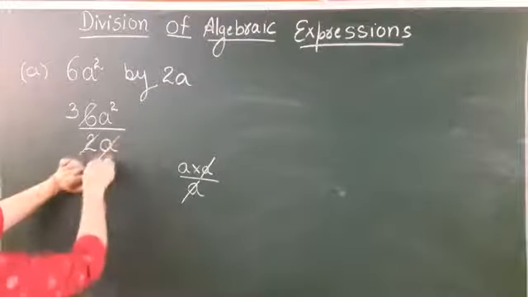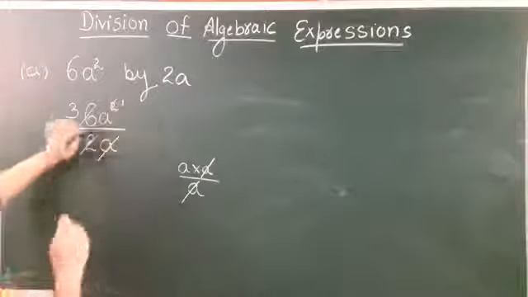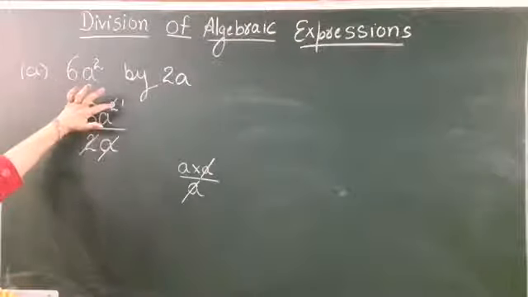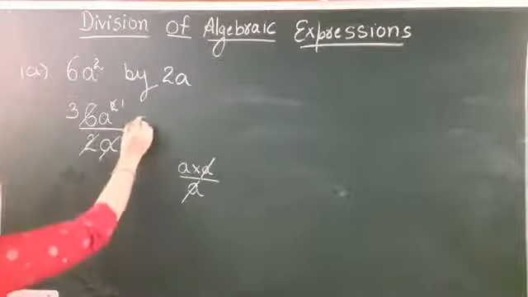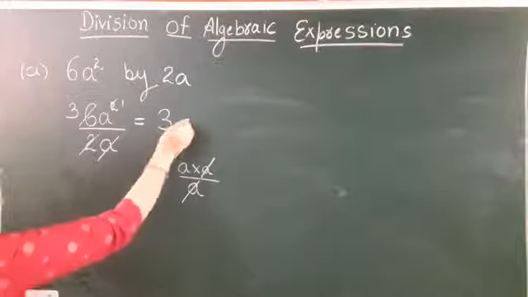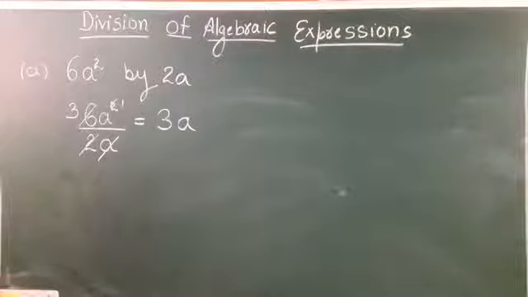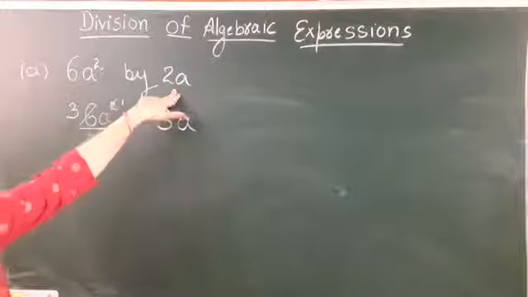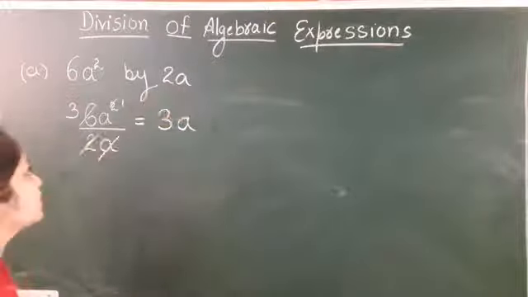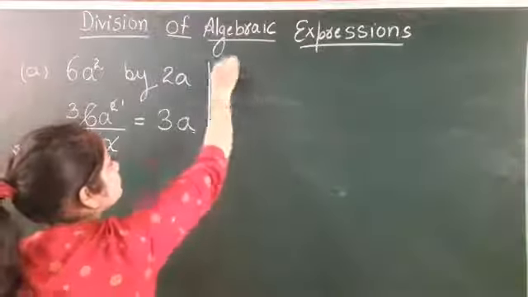So you can cancel like this also. I've cancelled this power 2 and I've written 1 here. So your answer is 3a. Clear? So this is how you will divide a monomial by a monomial. Now we will take one more example.